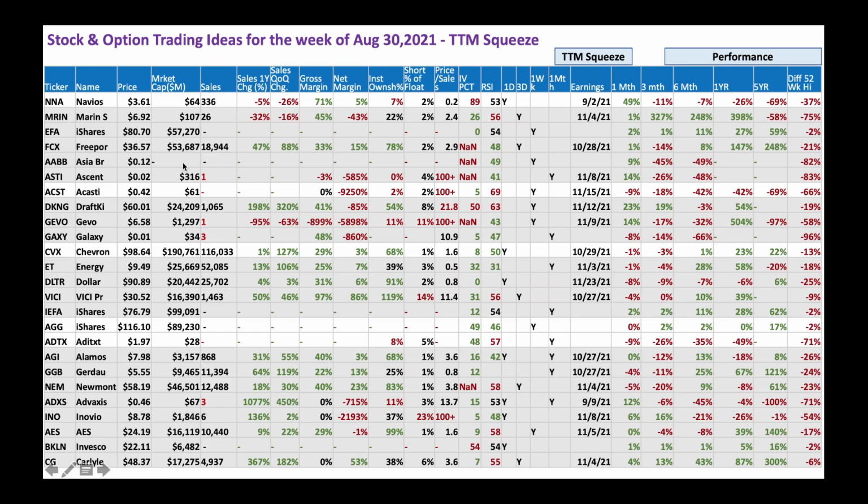Just before you go through the chart here, the way it's organized is we got the ticker, the name, the price, market cap, sales and sales growth. Very important to have positive sales growth.